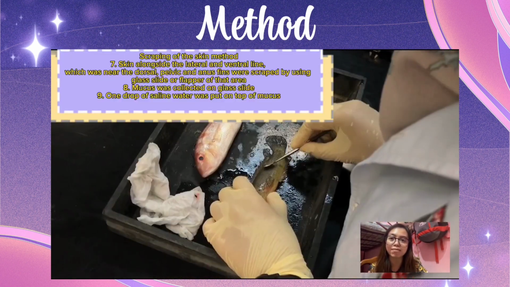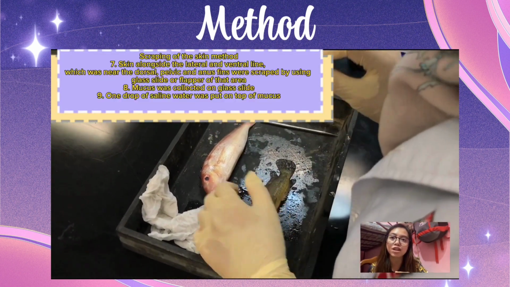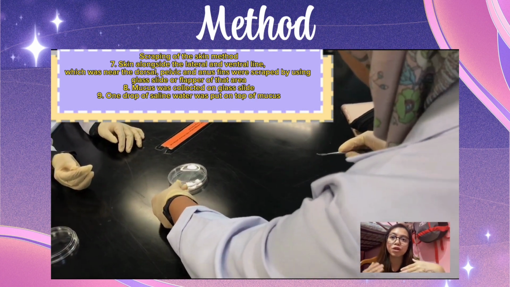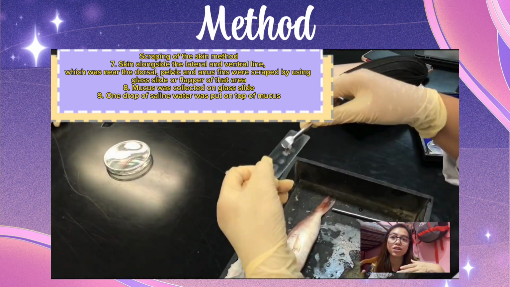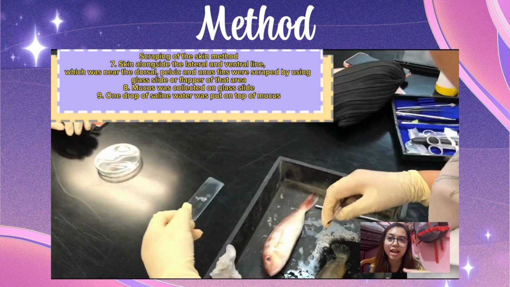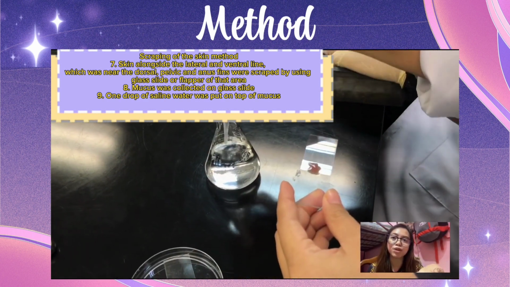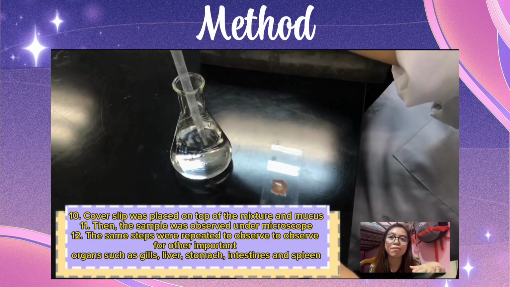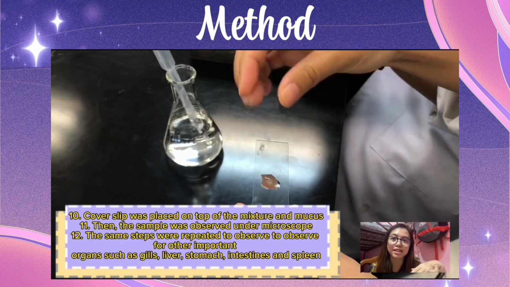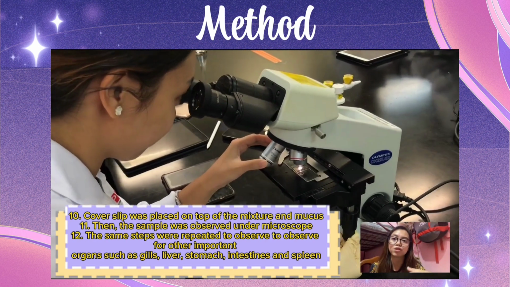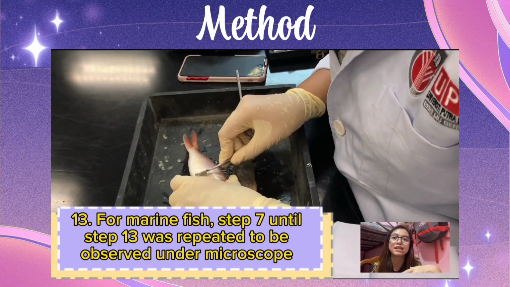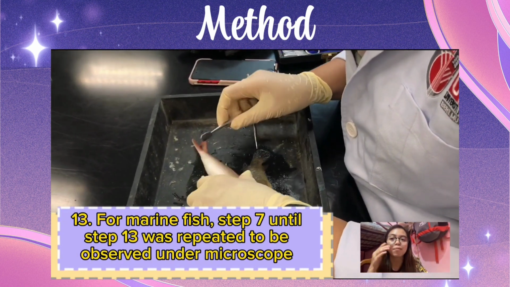Then the skin scraping method, where the part alongside the lateral and ventral line near the dorsal, pelvic and anus fins is scraped using a glass slide at 45 degrees. The mucus was collected on the glass slide, and after that, one drop of saline water was put on top of the mucus. A cover slip was gently placed on top of the mixture, and the sample was then observed under the microscope. For marine fish, steps 7 until 13 were repeated to be observed under the microscope.